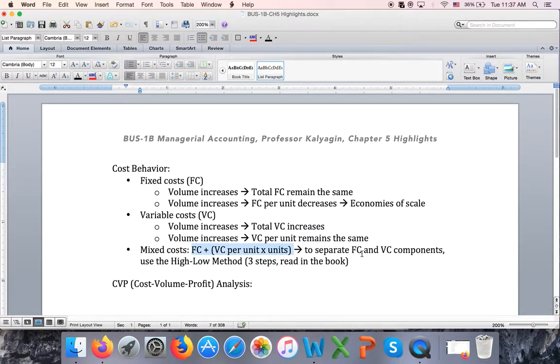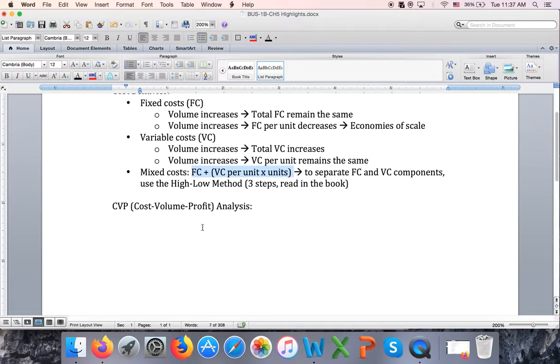And in order to separate the components of mixed cost, in order to separate fixed cost and variable cost components, you will use the so-called high-low method. There are 3 steps. Read about it in the book. Go through the examples. Okay.